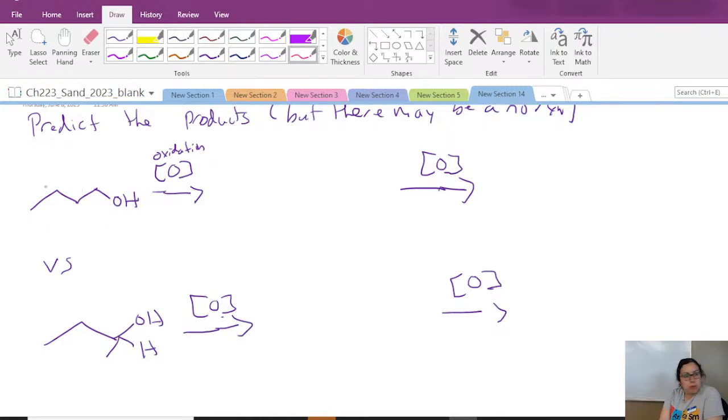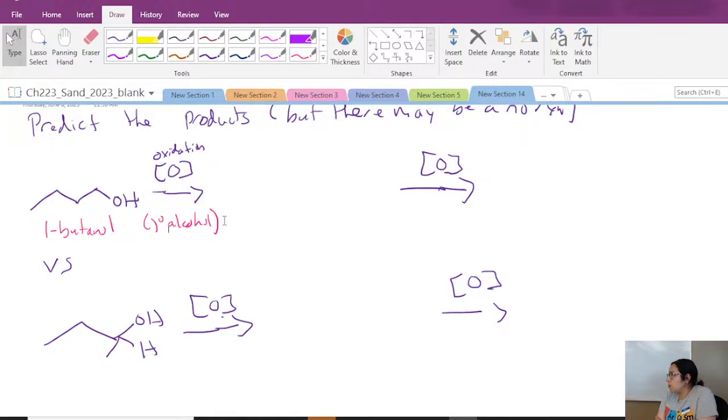So let's start by naming this product. What's the name of our starting material here? So, 1-butanol. And then, is this a tertiary, secondary, or primary alcohol? Primary. So it's a primary alcohol.